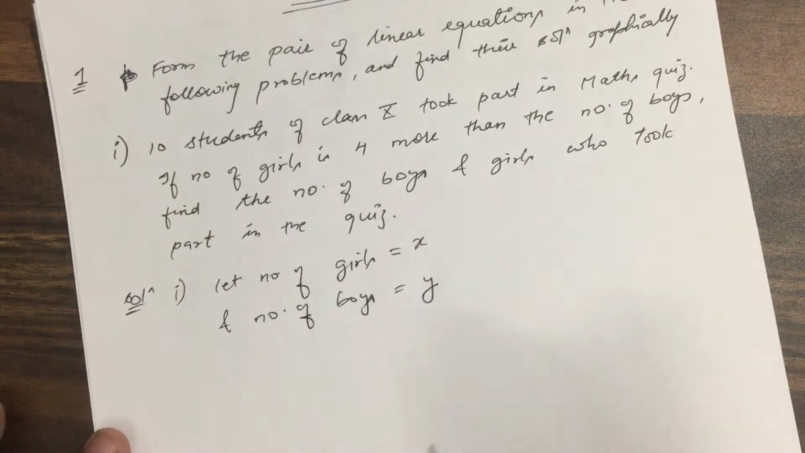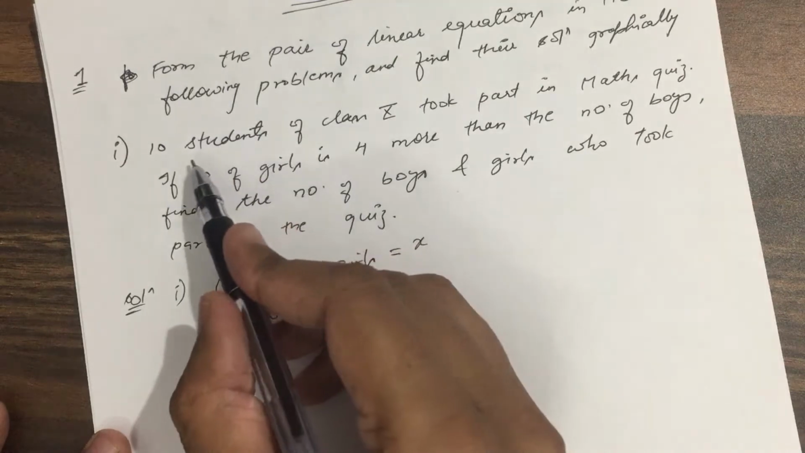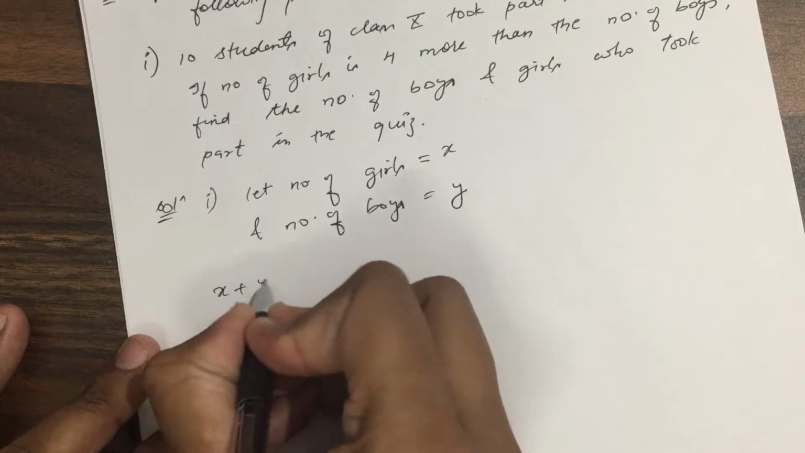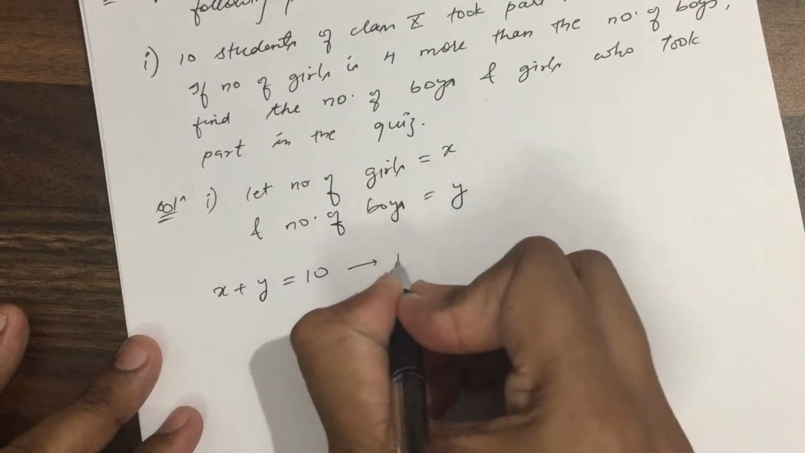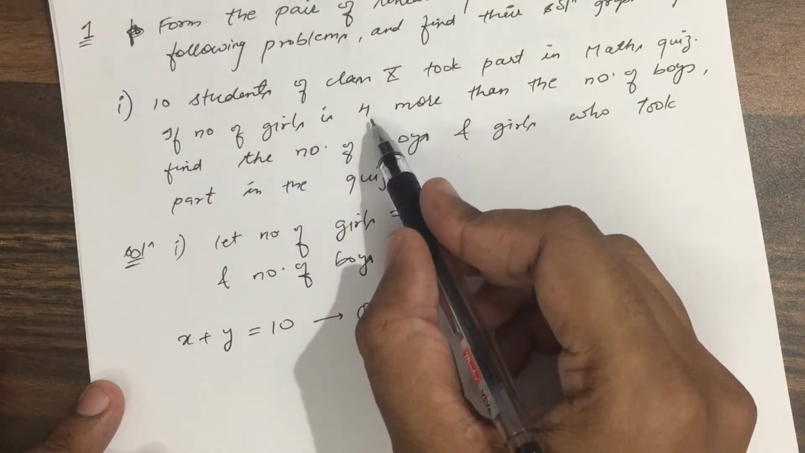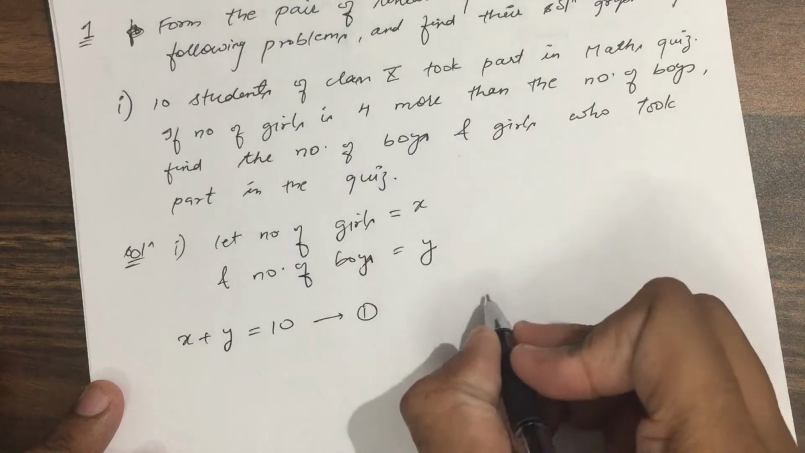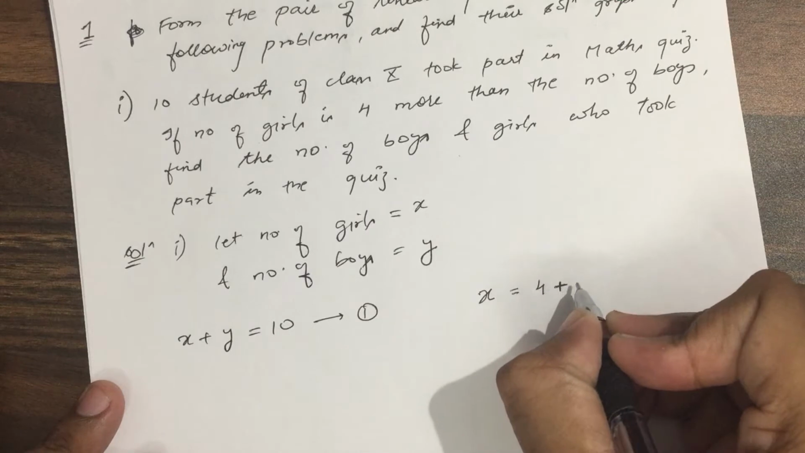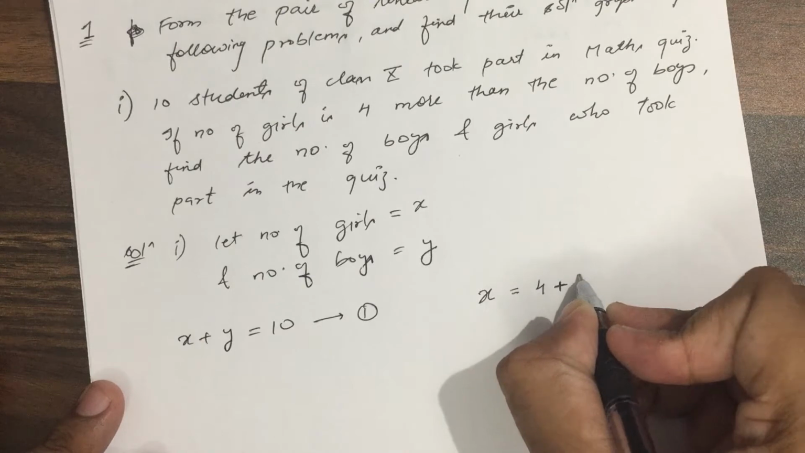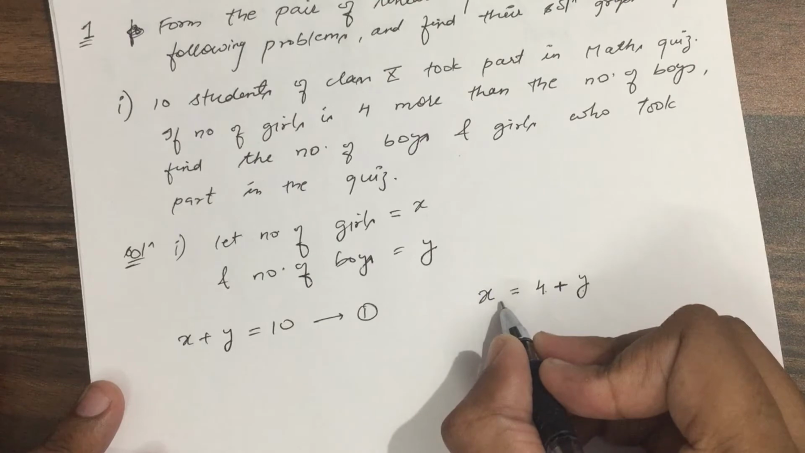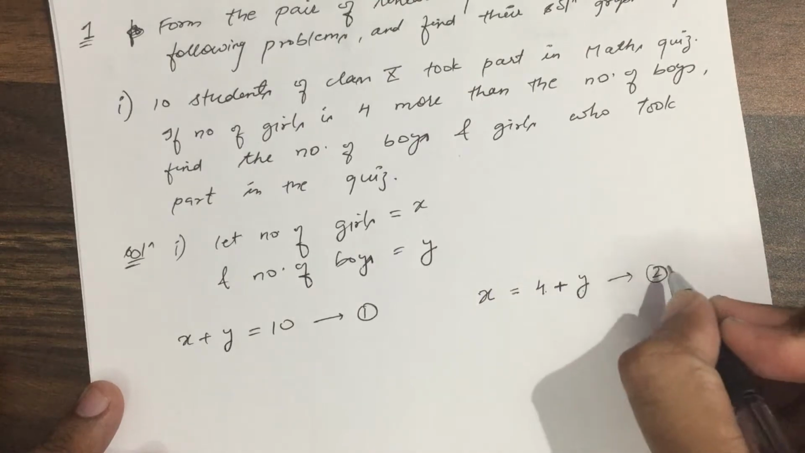Now we know that in total 10 students are there, so number of boys plus number of girls will be equal to 10. This will be your first equation. Also it says that the number of girls is 4 more than the number of boys, so x is y plus 4. These form your two equations.